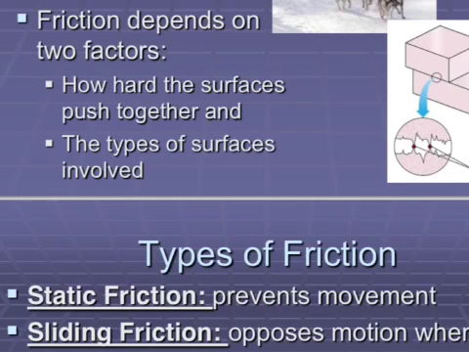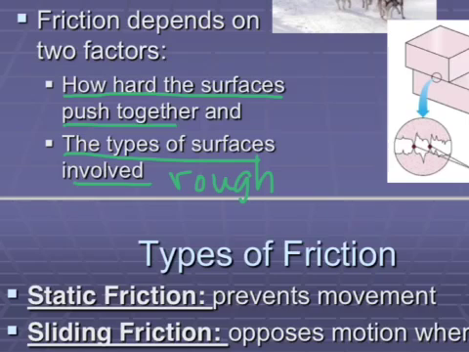Now, friction depends on two factors, and that is how hard the surfaces push together and the types of surfaces involved. So we already talked about how rough the texture is, and if it's more rough, there's more friction. If it's smoother, there's less friction. But also how hard they push together, and you can think about, well, what would make something push harder? And what's going to make it push harder is if it is heavier. And that's why, of course, it's more difficult to push a heavier object because it's pressing down, so there's more friction. Kind of makes sense.